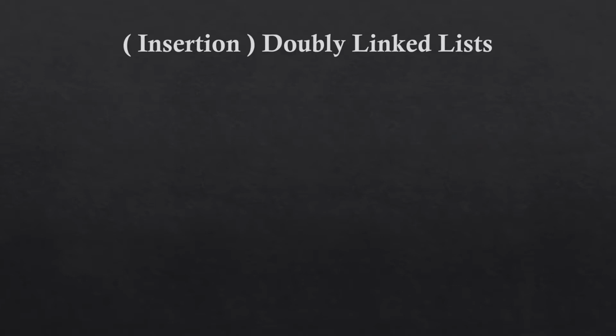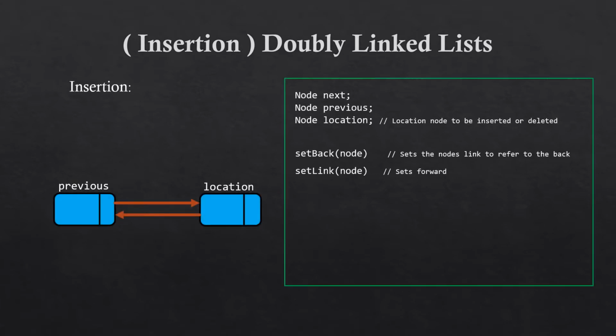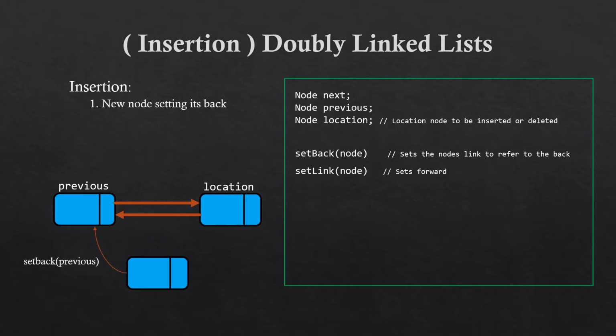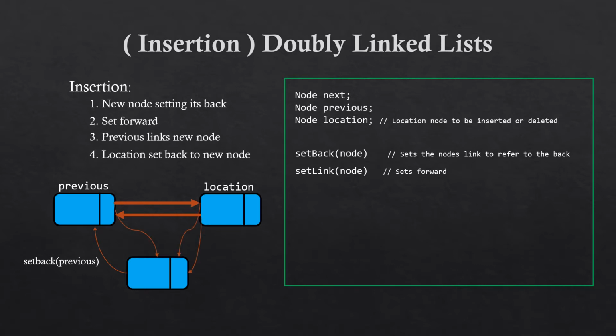Insertion for doubly is as follows: keeping track of the local variables and noting the methods to set the node. Location node sets the node in between for the new node to insert. The node calls set back to previous, and previous sets its link to the node. We do the same procedure for location while referring to the new node.